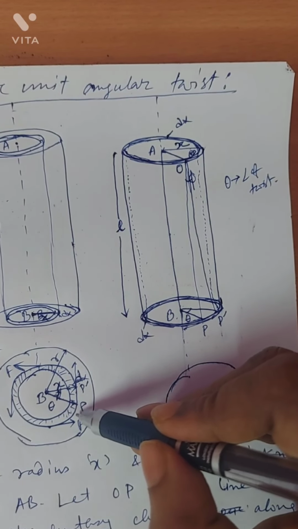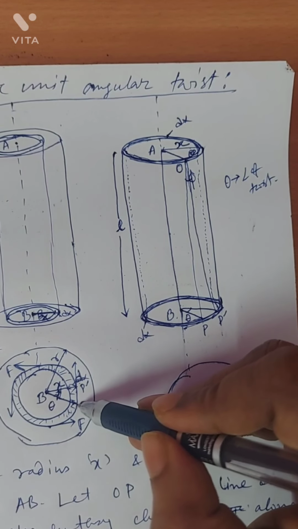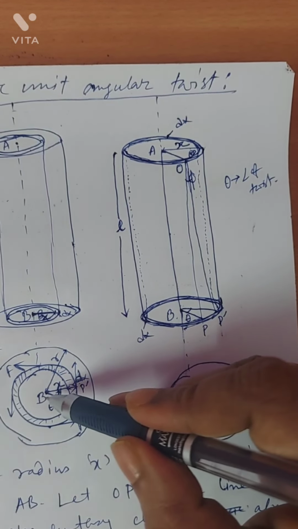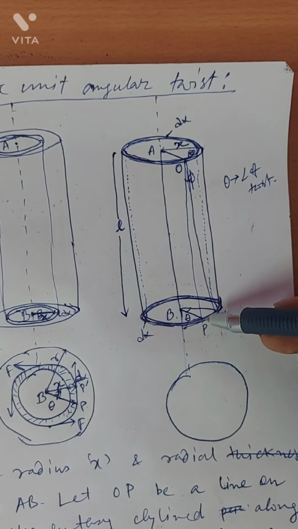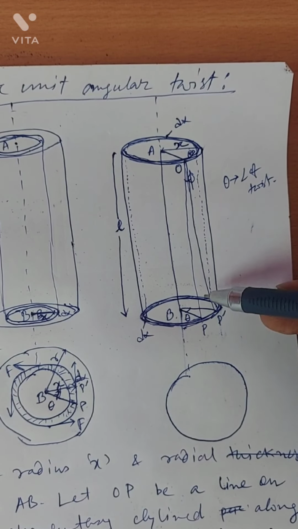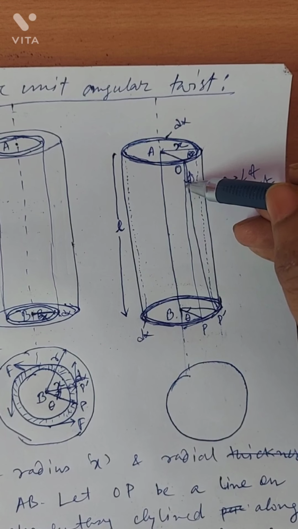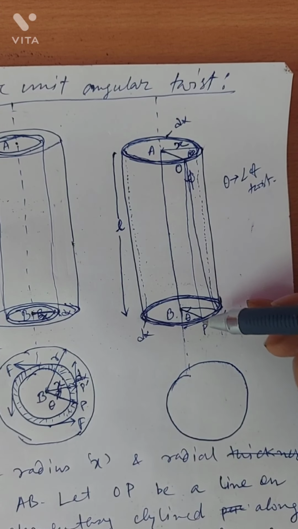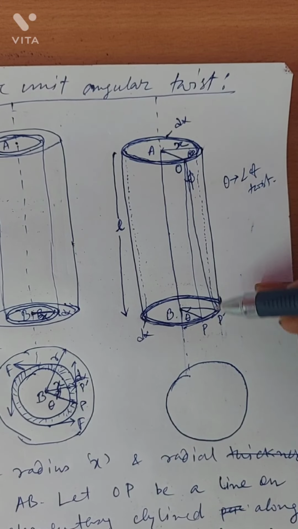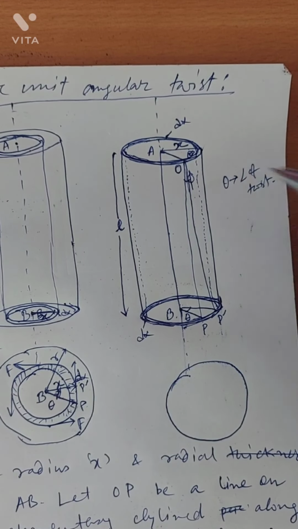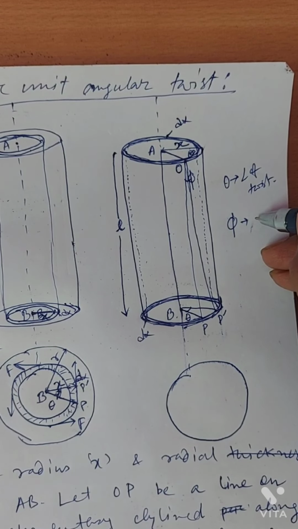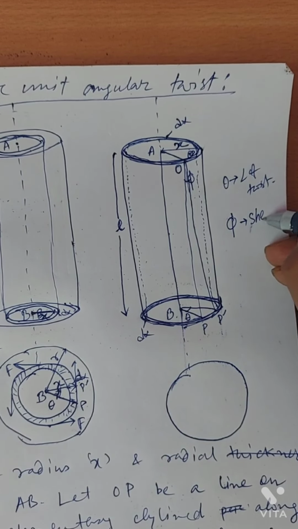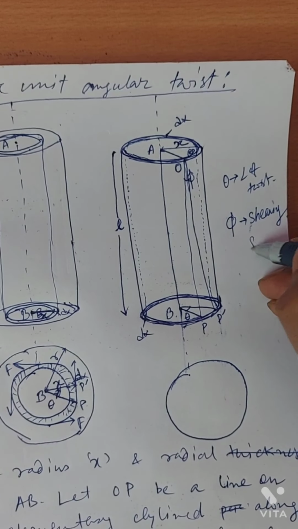With the application of tangential force, as P moves to P dash, the line BP moves to BP dash, and the line OP moves to OP dash. Now the angle by which the perpendicular between the two faces is twisted is given by angle psi. As you can see, this angle psi is actually called the shearing strain.